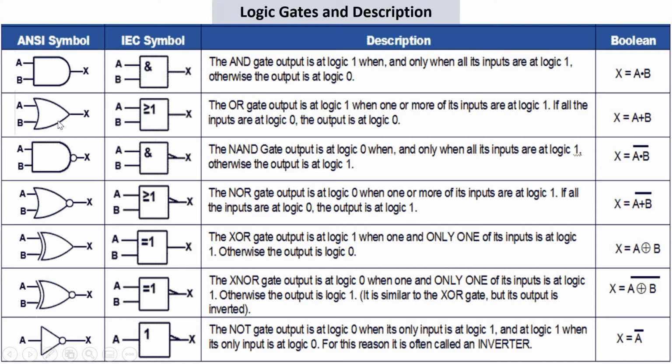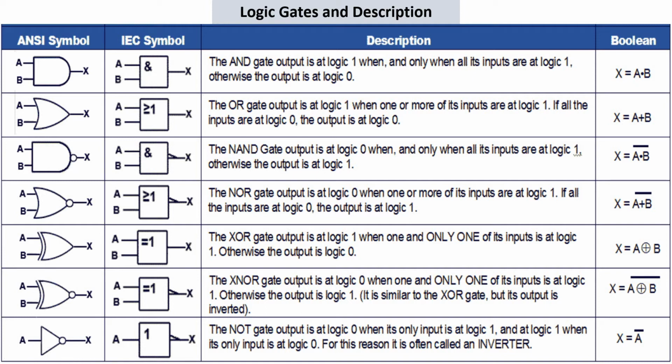Similarly, the OR gate symbol is this, and the OR gate will do the logical addition operation, and the Boolean expression is X is equal to A plus B. Like that you can see the remaining gates, like the NAND gate. The NAND gate is the combination of AND gate and NOT gate. The logical symbol for the NAND gate is this, and this gate we also call the universal gate.